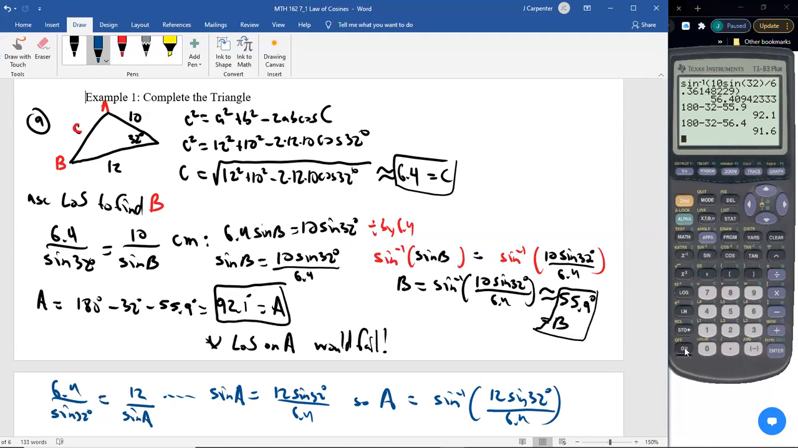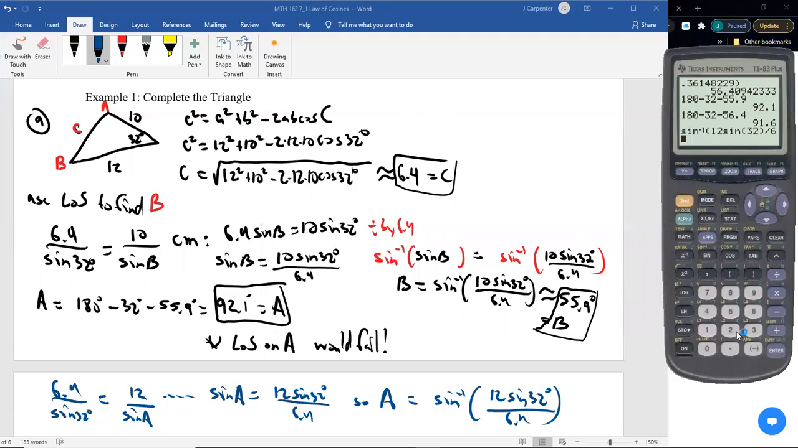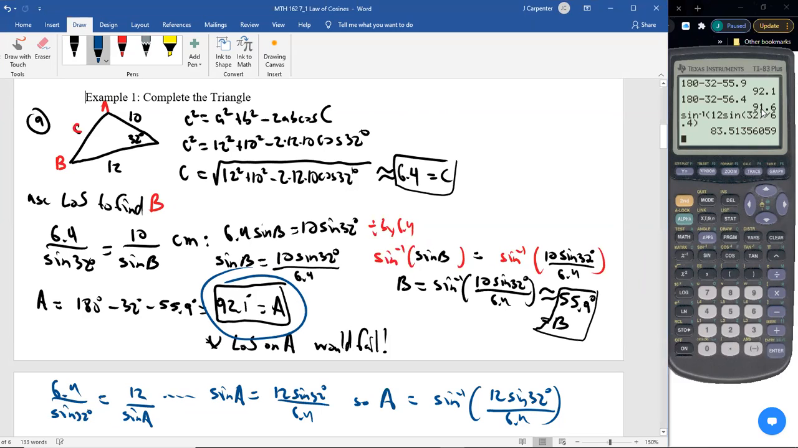So let's type that out and see what happens. Inverse sine, 12, sine of 32, close, divided by 6.4. And we get 83.5 degrees, which is not the answer. It is wrong. It is wrong because the thing that is inside of it is a positive value.